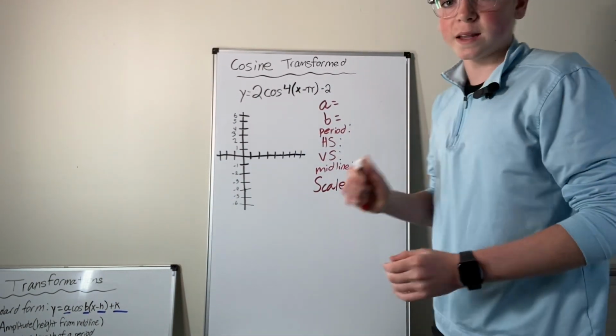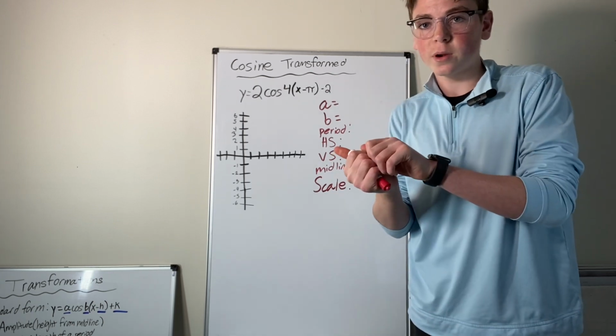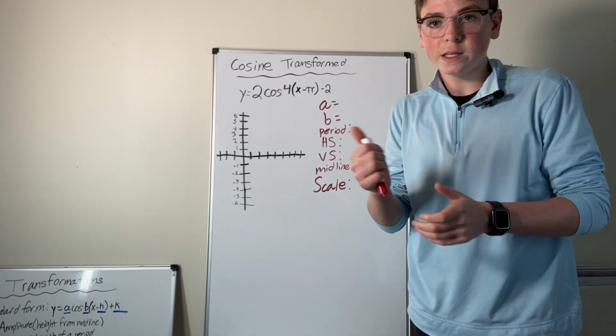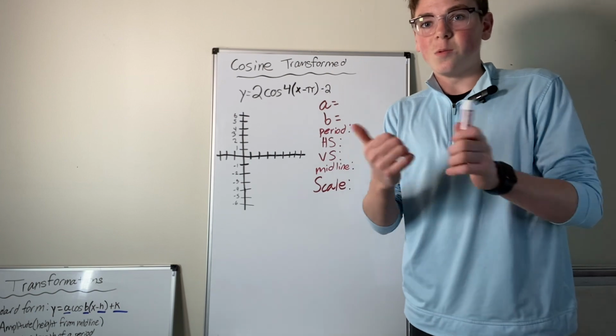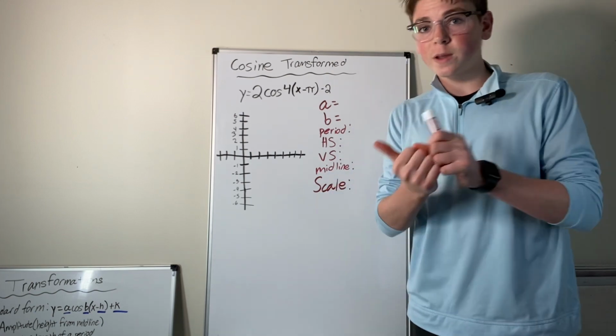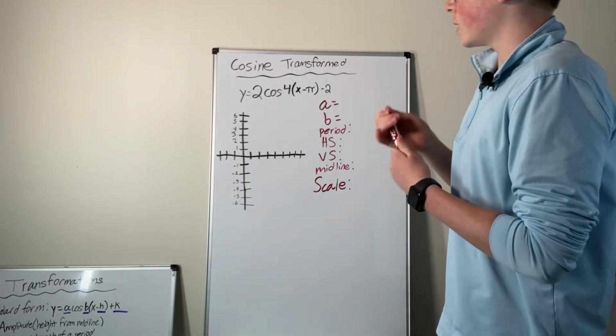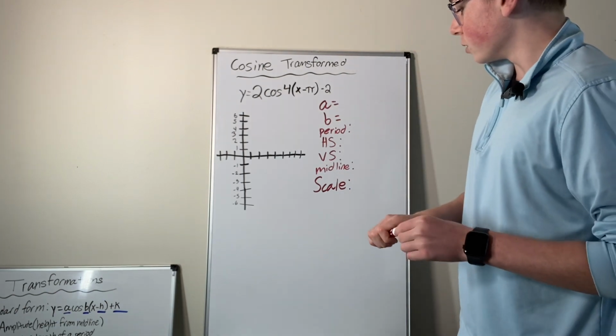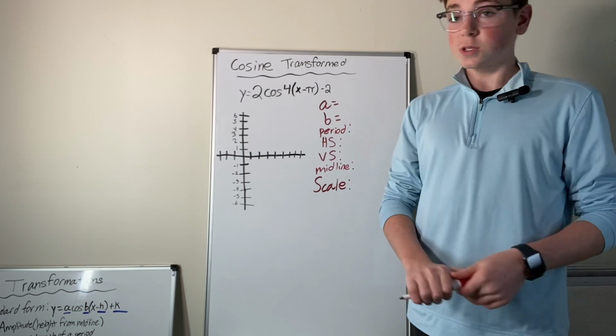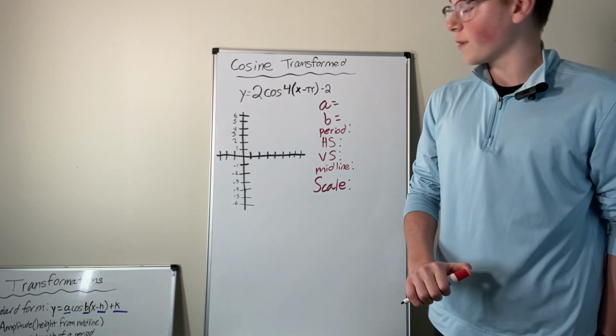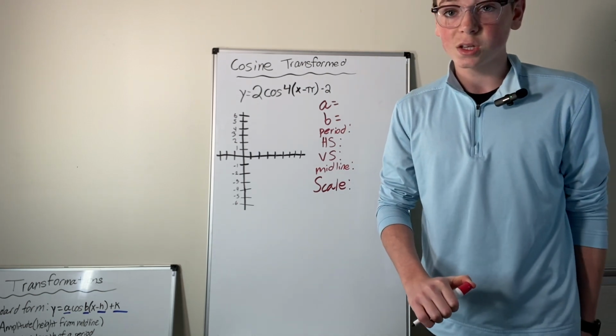So you go from that starting point 1/4 of your period over to the right, and then 1/2 your period over, then 3/4 your period over, then your period fully over, and you'll have 5 different points. So let's start. We are going to fully transform y equals 2 cosine 4 of (x minus pi) minus 2.